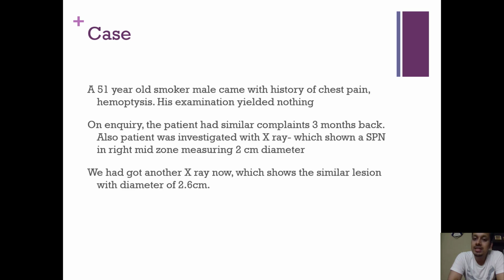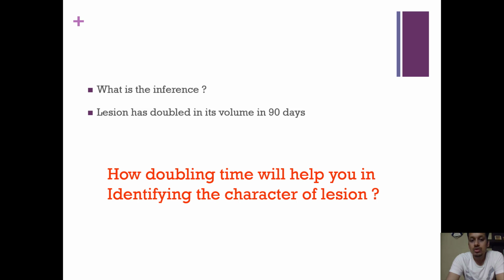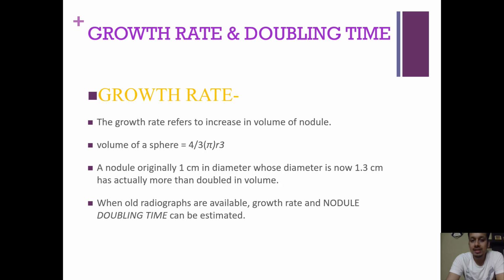Also, the patient was investigated with an X-ray which showed a solitary pulmonary nodule in the right mid-zone measuring 2 centimeters in diameter. We got another X-ray now which shows a similar lesion with a diameter of 2.6 centimeters. What is the inference? A lesion which increases from 2 to 2.6 centimeters does not actually make a big difference on an X-ray or even a CT scan, but the lesion actually has doubled in its volume in the last 3 months. So how will doubling time help you in identifying the character of the lesion?